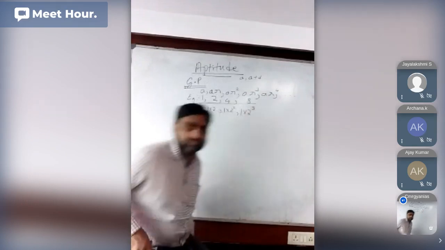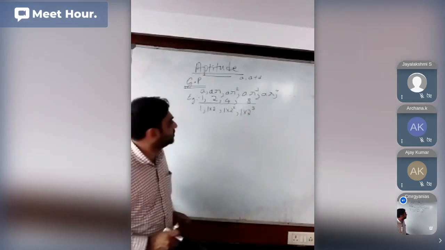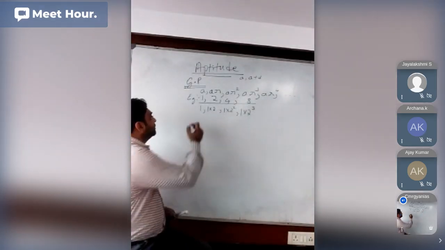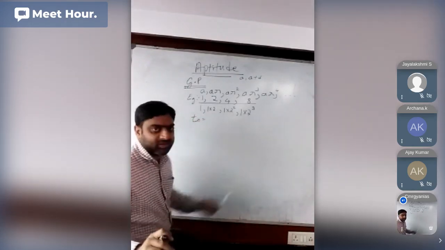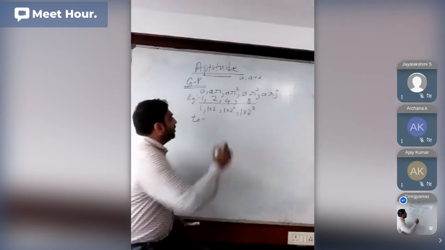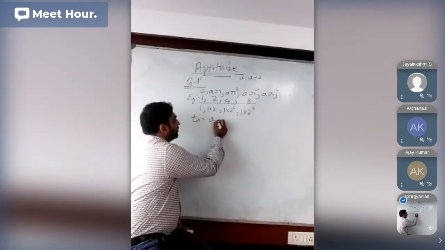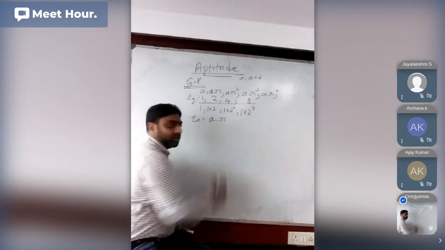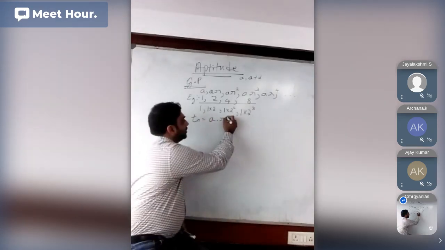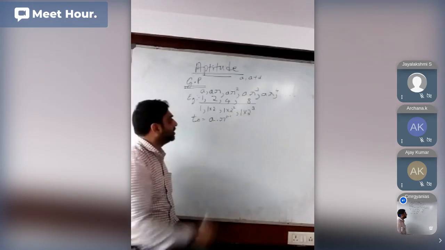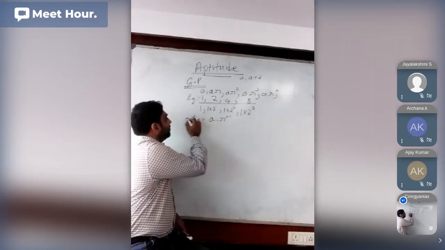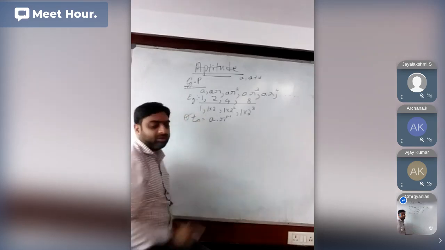Now, write down the different formulas for geometric progression. So very important, these formulas. Again, T of n. T of n means the last term. T of n is equal to a into r to the power n minus 1. This is the formula for T of n.